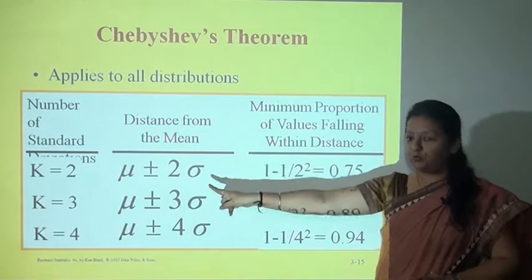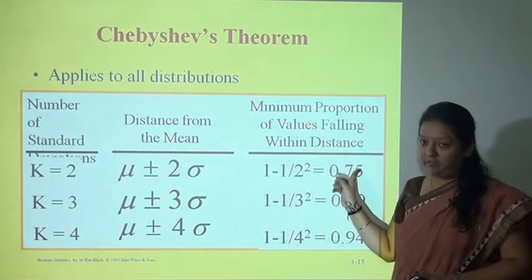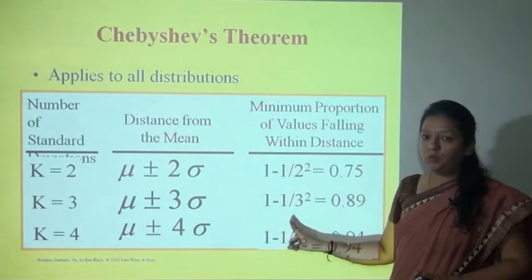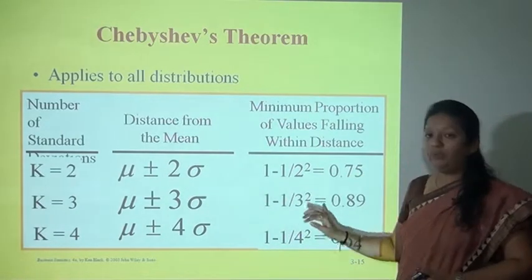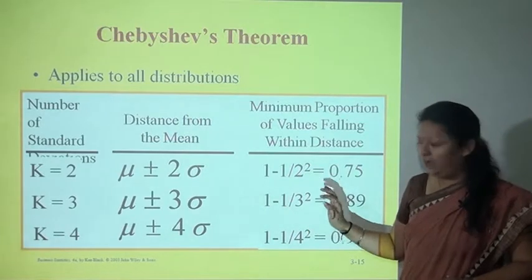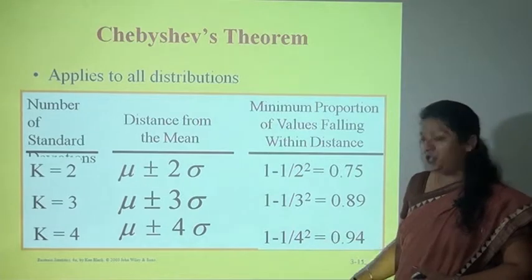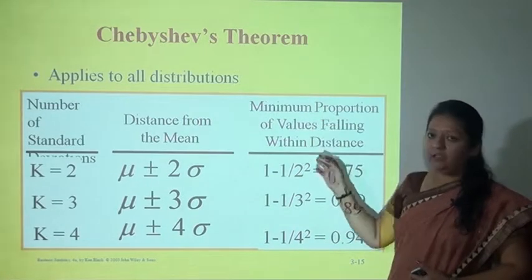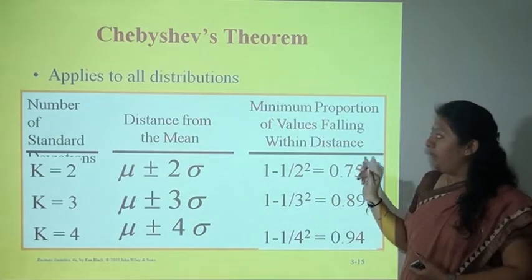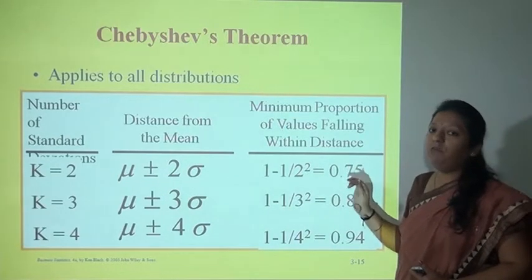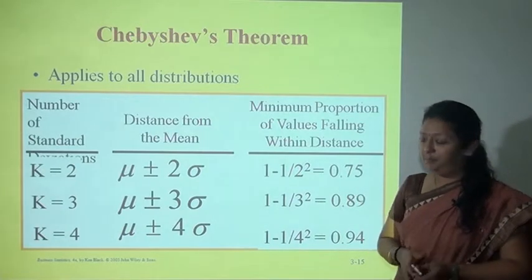Here k is equal to 2, so 1 minus 1 upon 2 square is equal to 0.75. 1 minus 1 upon 3 square, here k is equal to 3, so we'll have the value 0.89. 1 minus 1 upon 4 square is equal to 0.94. So we have the values of Chebyshev's theorem, which shows the proportion or percentage of values falling within a distance from the mean.